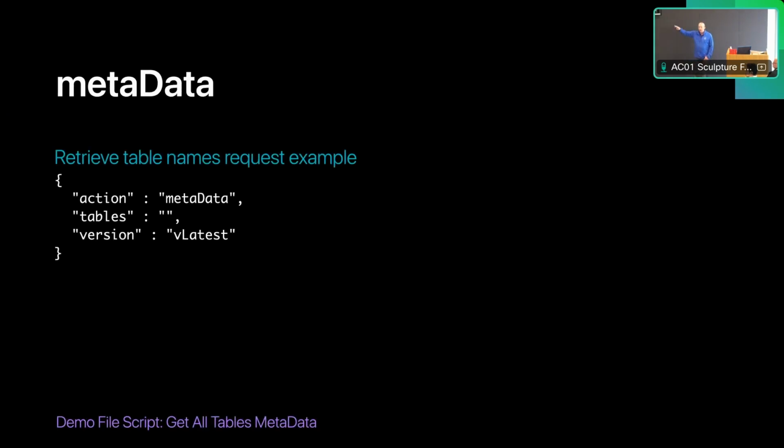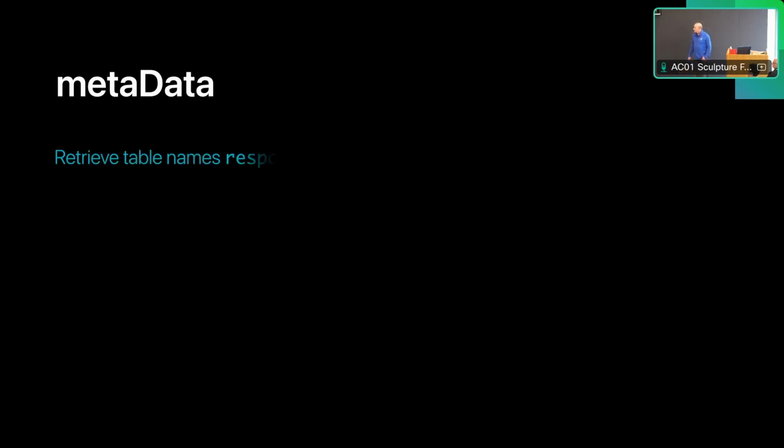So here is the example of a request you would construct if you wanted to get a list of all of the tables that are in your solution. So here we have our action. The tables key is there, but it doesn't have a value. That's how it knows to give us information about all tables. And then for the version, I just went ahead and put the latest in there. So we execute our script step.